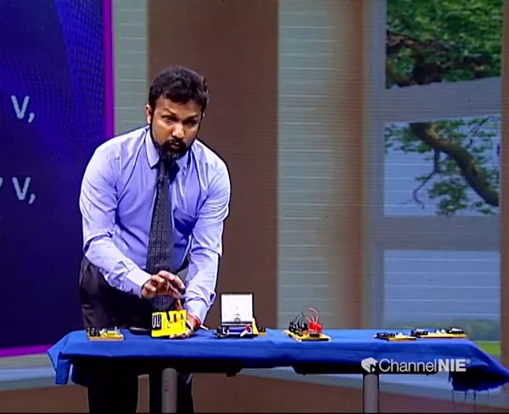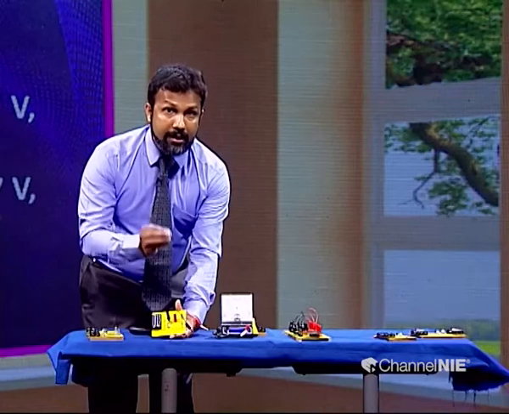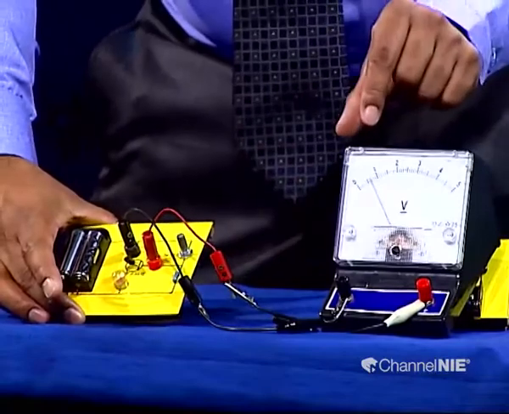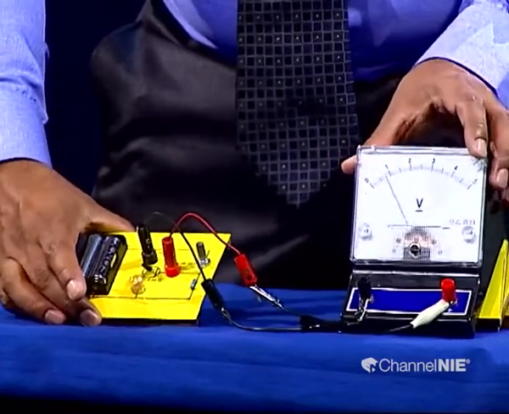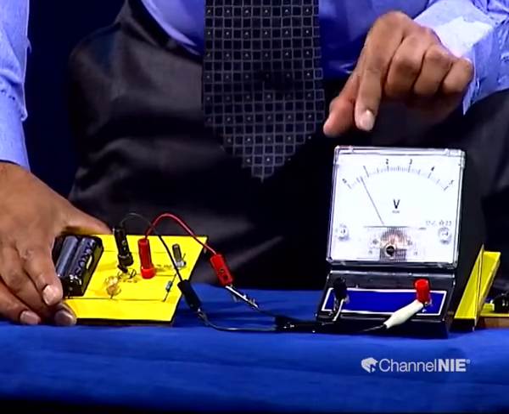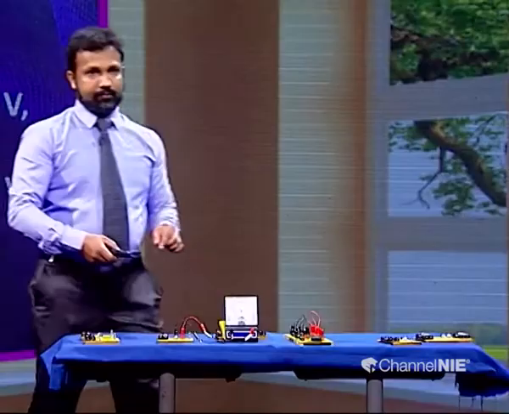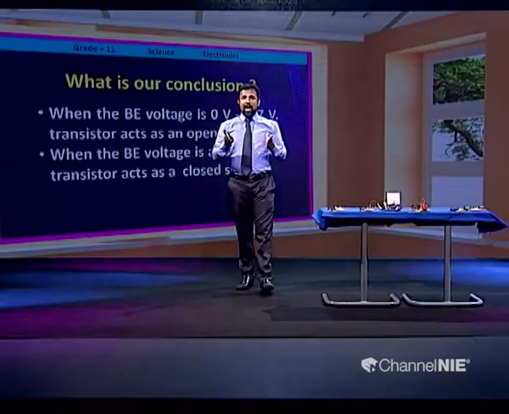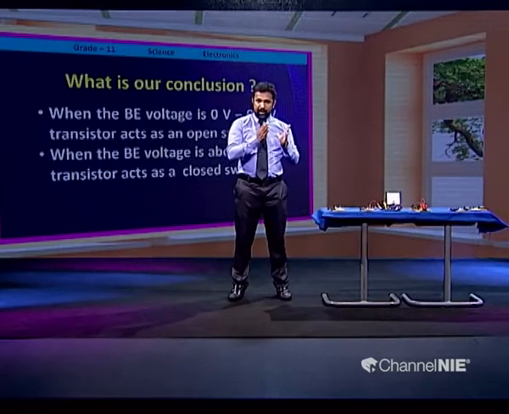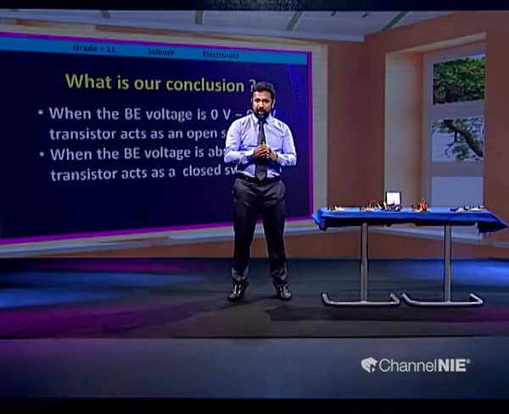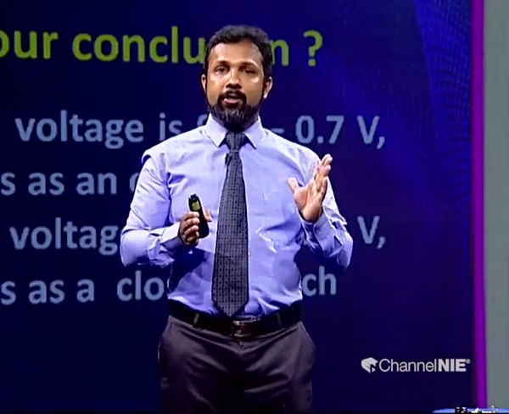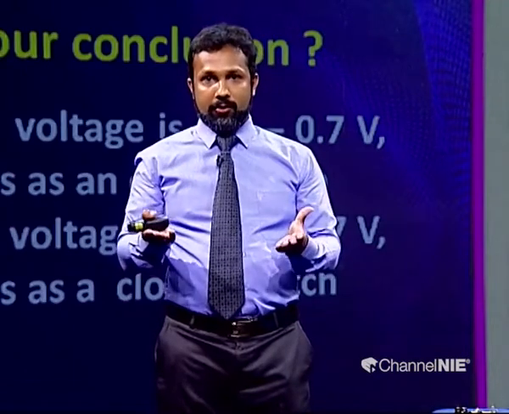When the resistance is very high, the transistor acts as a closed switch. Anyhow, the voltmeter indicates a reading of more than 0.7 volts. Right. That means we have to understand that the voltage reading between base and emitter should be more than 0.7 volts. Then only current passes through the transistor and the bulb glows.